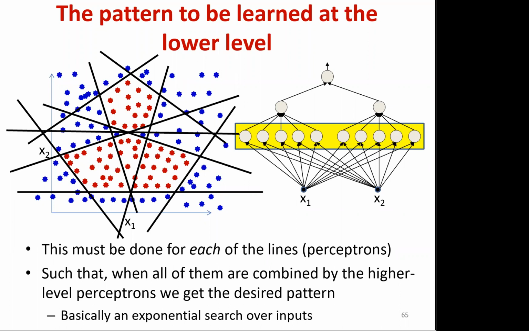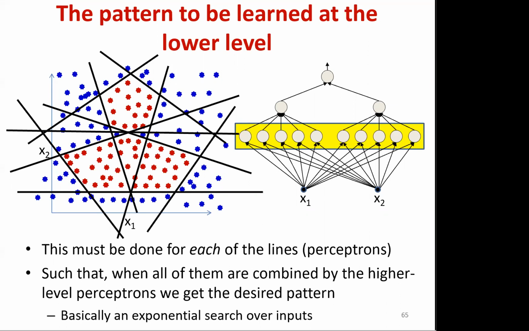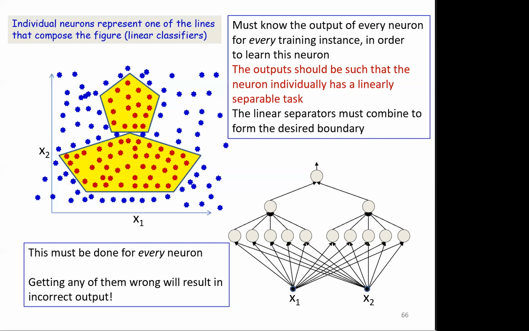Exponential. Exponential in what? Data points. Exponential in both the data points and the number of perceptrons, right? The product of the two. So this is simply not going to work, right? And so here is where we are.